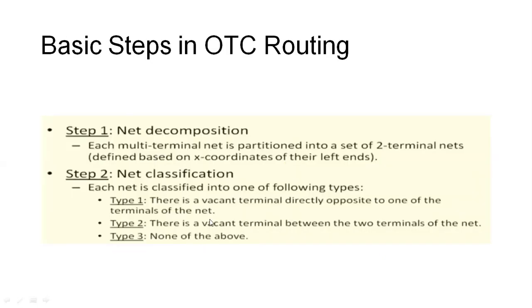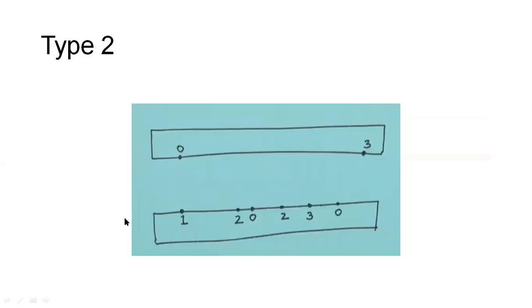Type 2, there is a vacant terminal between the two terminals of the net. I will show like that. I am having terminal 2, terminal 2. In between terminal 2 and terminal 2, I am having a vacant terminal. This is type 2. Or they need not lie in the same boundary. They can lie in the opposite boundary also. I am having terminal 2, 3.